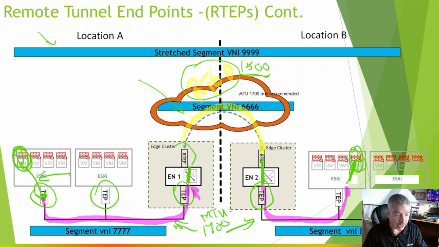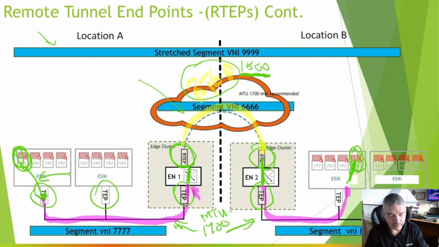Whereas the RTEPs, on the other hand, will allow for fragmentation. Not recommended, obviously, but you got no choice, right? So it will work if you only got 1,500 between the sites. It will do fragmentation. Again, not recommended, but it will work. But again, if you can, crank it up to 9,000 if it's possible.